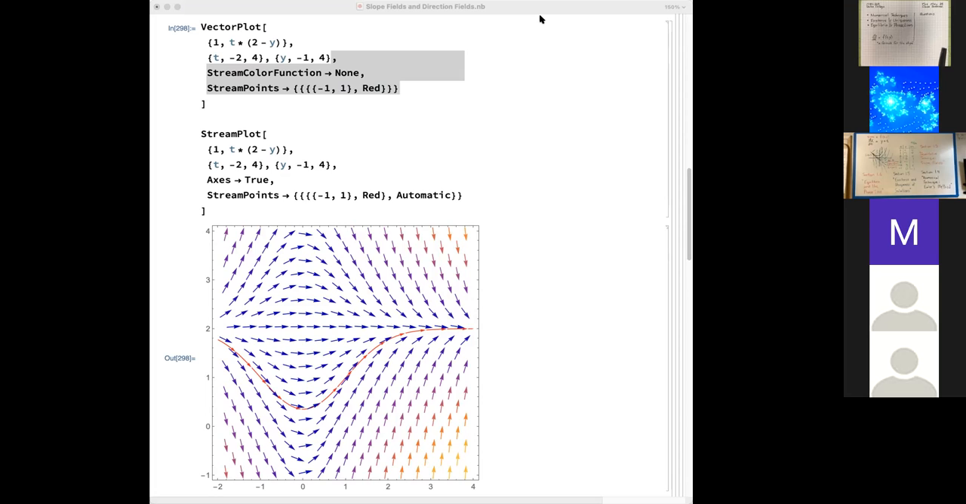Let me make those words larger for you. So I'm going to draw that thing that I drew on the board. What T range do I want to use? Let's use a T range from minus 2 to 2. What Y range do I want to use? Let's use a Y range from minus 2 to 2.